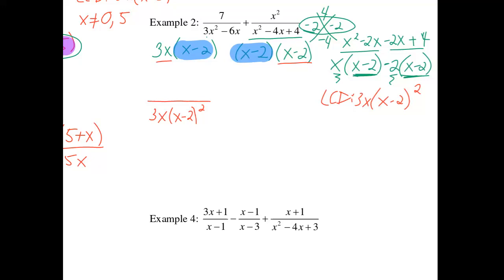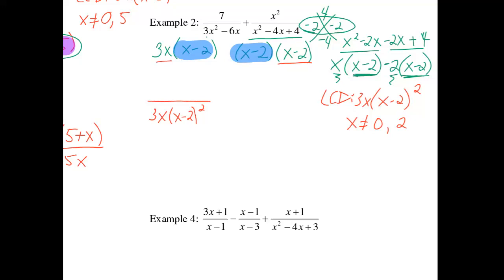One more time, I'm going to talk about excluded values here. If 3x is a factor for the denominator, when I set that equal to 0, 0 would be a problem. And if x minus 2 is a factor, 2 would produce a 0 in the denominator, which is another problem for us. So just reviewing those domain restrictions from last week.